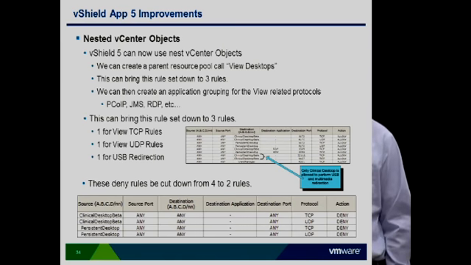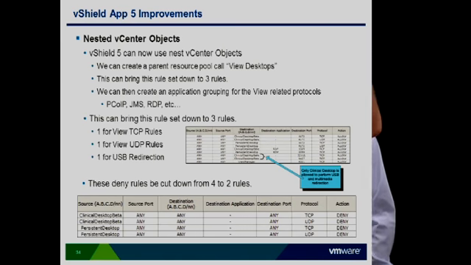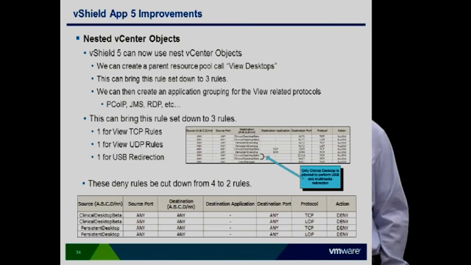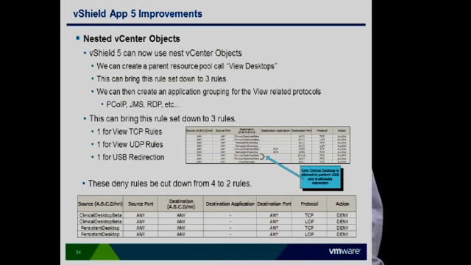App 5, what we can do now is say desktops. And then under that, we have clinical desktops, and we have our persistent desktops, and the different desktop rules. We can group those together and use the parent resource pool to create the rules as opposed to the individual.